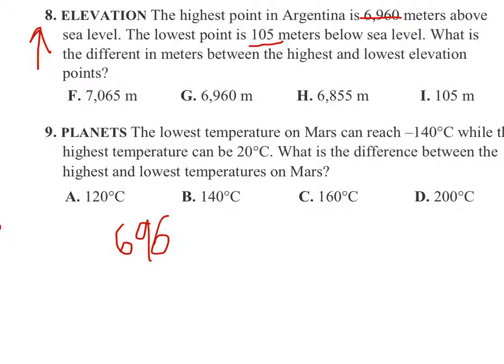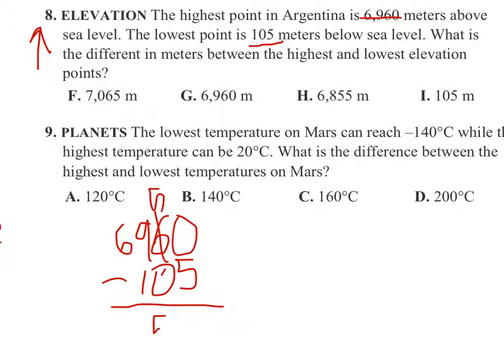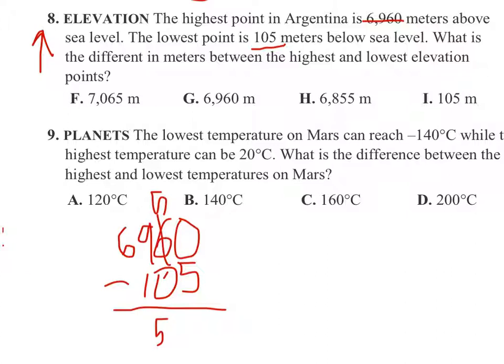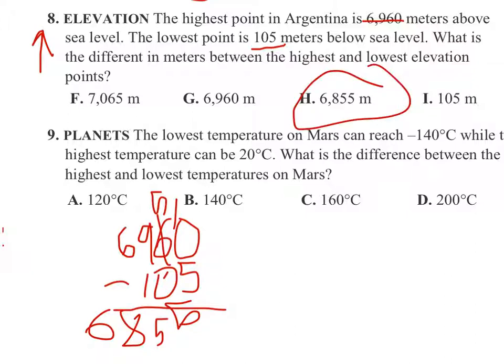6,960 minus 105. So you go, that'd be fine. 9 minus 1 is 8. 6, 10, 5. 6,855. That would be H. All right. Thank you.